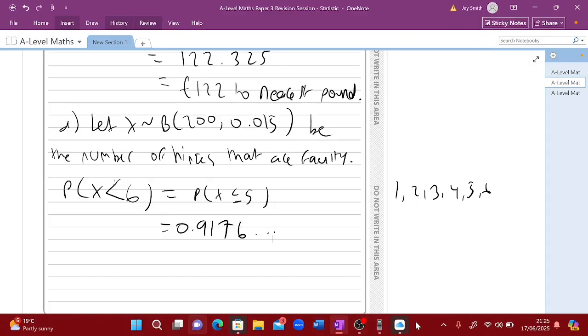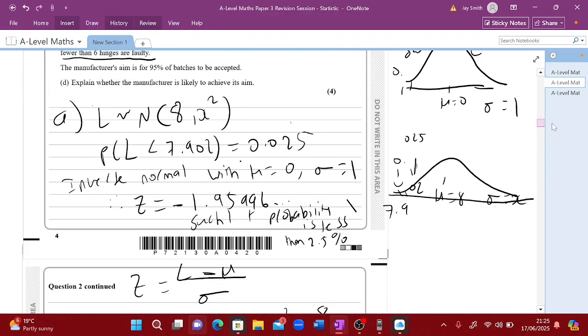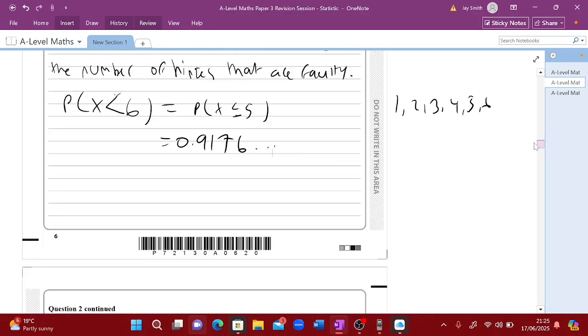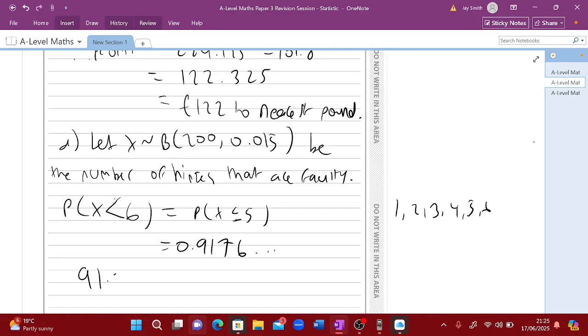That's okay. So what's this mean? It's saying that the probability that fewer than 6 hinges are faulty is 91.76%, but the manager's aim is for at least 95% of batches to be accepted, to not have enough faults. Yeah, so the aim is 95% of batches to be accepted. But we saw that only 91% of batches are accepted, which corresponds to fewer than 6 hinges being faulty. So I'm going to say, therefore, 91.7 is less than 95%. Therefore, the manager's aim.